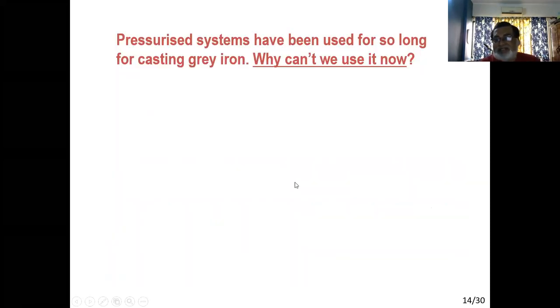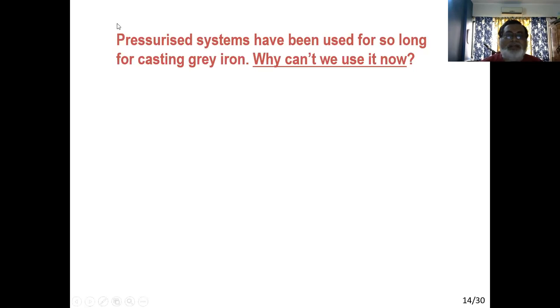Now, we are saying a lot of bad things about the pressurized system. What are the bad things? Because turbulence is the main point. Later on we will see that the origin of most of the defects is turbulence. So we are very cautious about how to minimize the turbulence. And because of that, we are saying that the pressurized system is bad, because turbulence is increased because of high velocity.